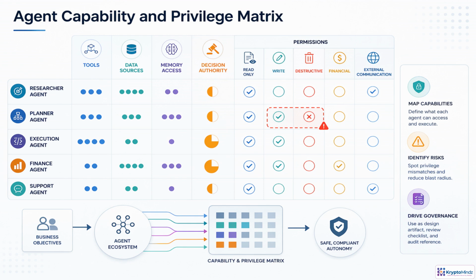A capability matrix turns agent safety into an explicit design decision. For each agent, define what it can access, which tools it can use, what memory it can read or write, and what decisions it may approve. Separate permissions by risk. Read-only access is different from write access, and both are very different from deleting data, spending money, or contacting outsiders. The value is in spotting mismatches early. If a planning agent can modify production, that is a governance problem. Treat the matrix as a living checklist for design reviews, audits, and incident response.